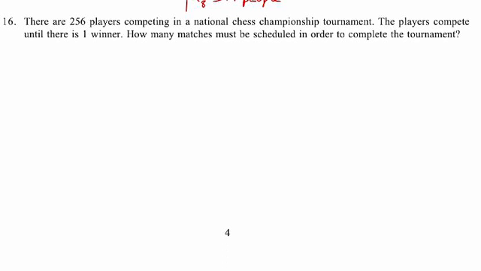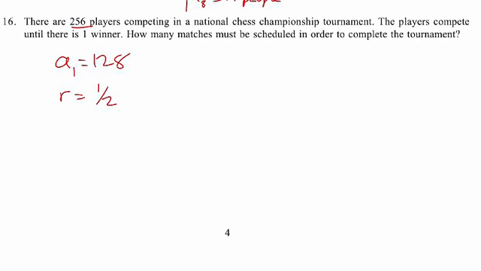Well, how many people play in a game? If there are 256 players to start, there's only 2 players per game. So that means there's going to be 128 games. So we're going to say A sub 1, our first round of games, is going to have 128 games. Now, only one winner can advance, so we're going to be cutting our group in half. So that means our ratio is going to be 1/2.